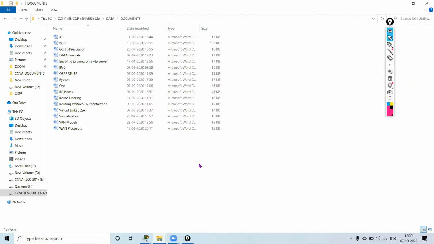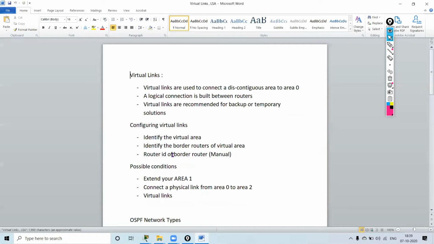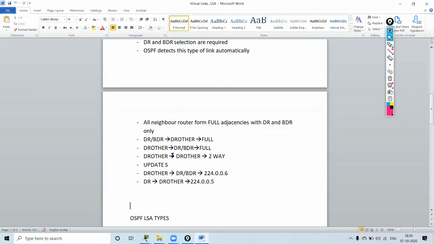Now let us move on, we have seen virtual links. Here is the thing, DR and BDR with DR other will have full state neighborship. DR other with BDR, the same thing, opposite I have written. And DR other with DR other will be having two-way state.